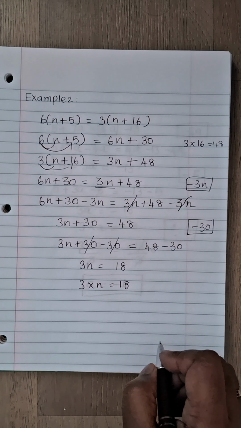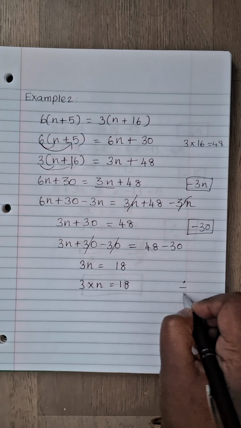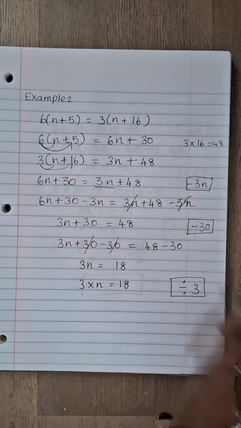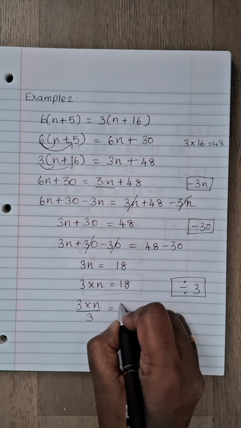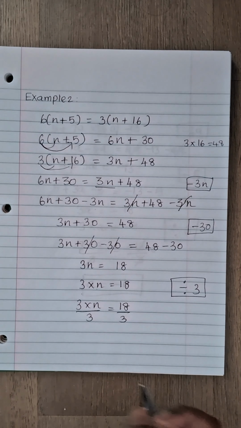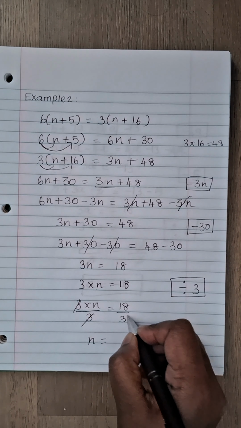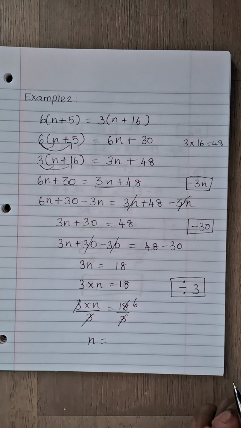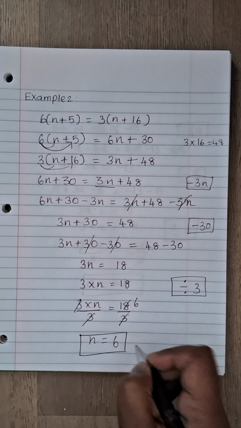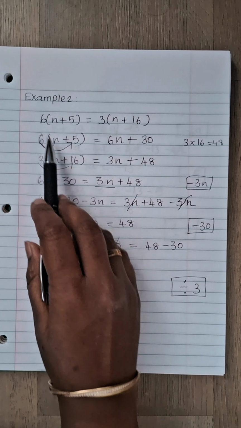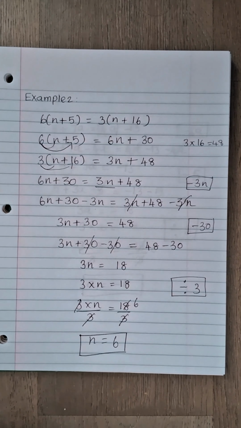The opposite of multiplication is division. Here n is multiplied by 3, so you need to divide by 3 on each side. 3n divided by 3 is equal to 18 by 3. This 3 and this 3 will cancel. 18 by 3 is 6. 6 times 3 is equal to 18. So n is equal to 6 is the solution for the equation 6(n + 5) = 3(n + 16).